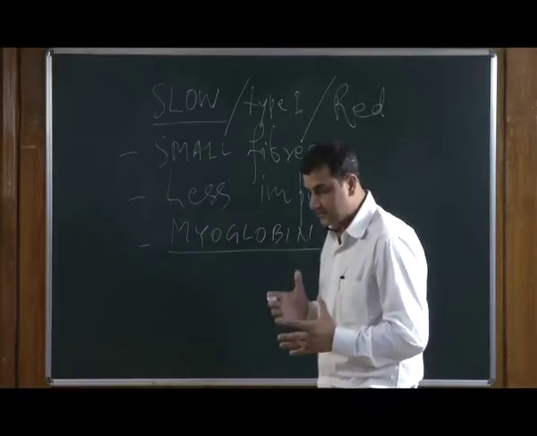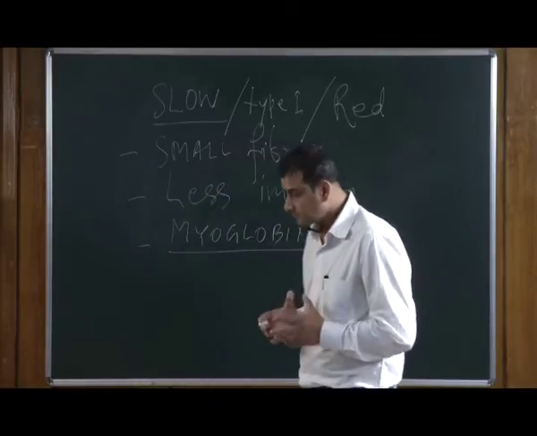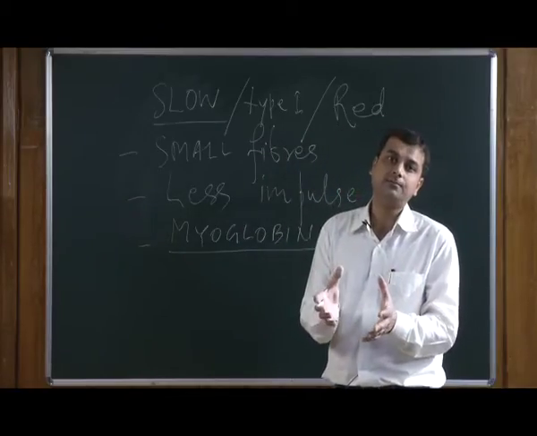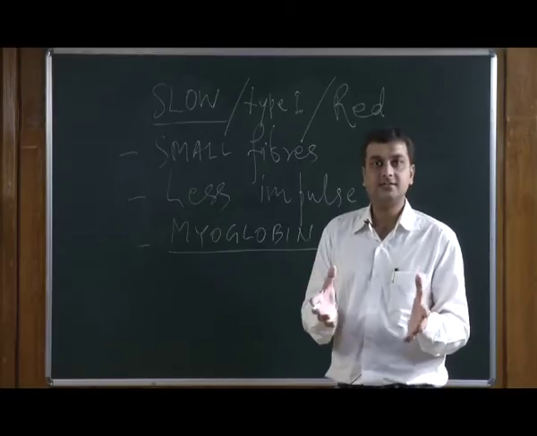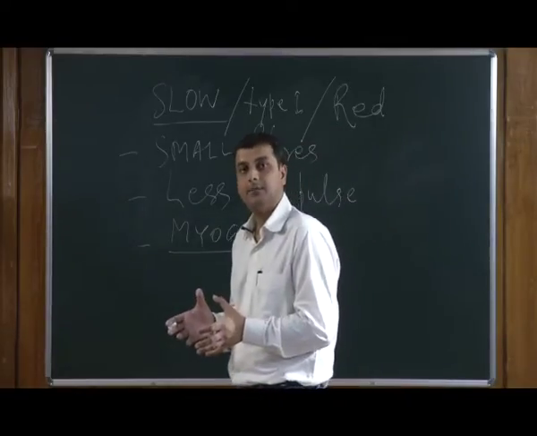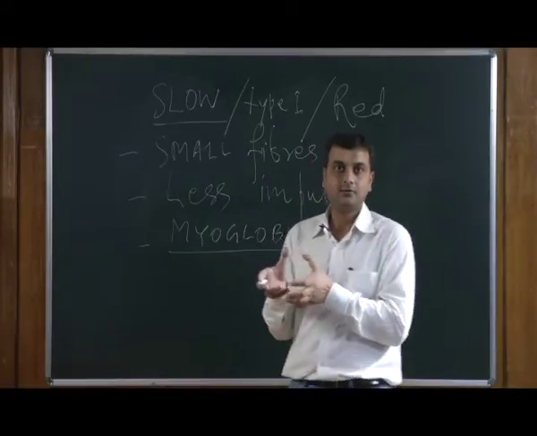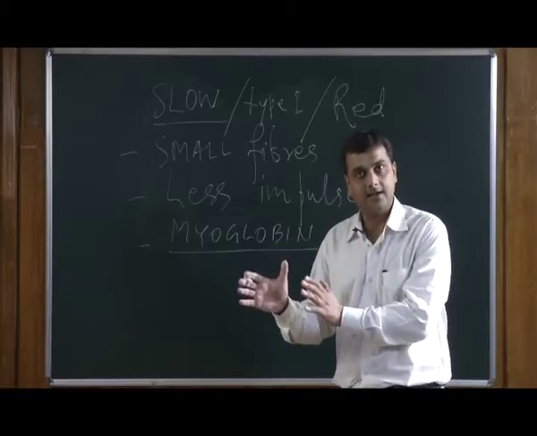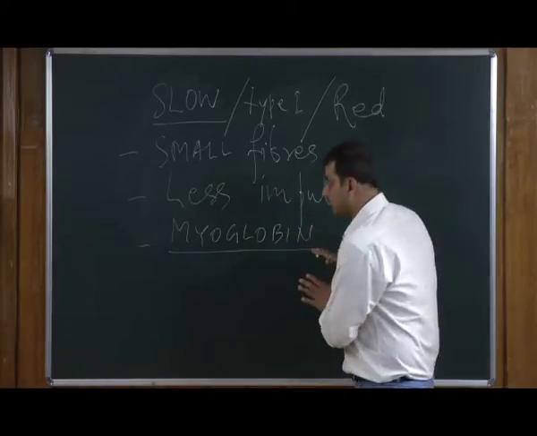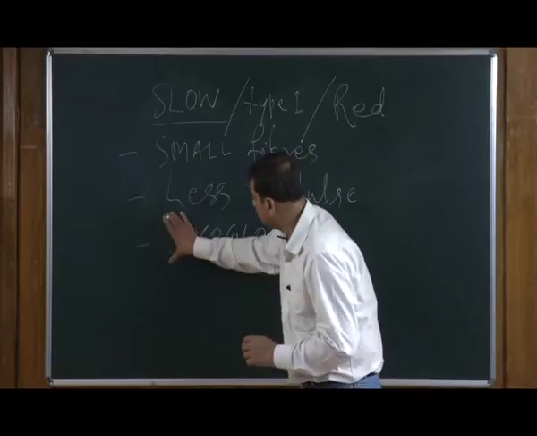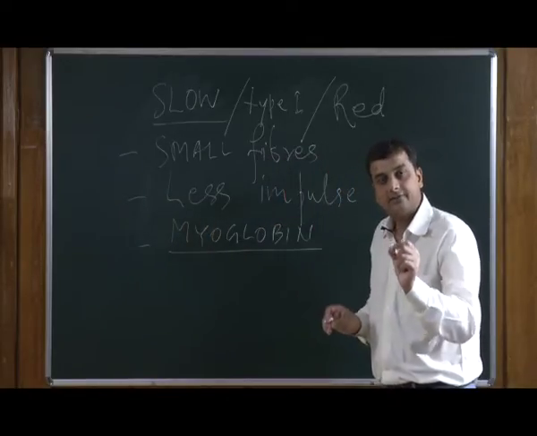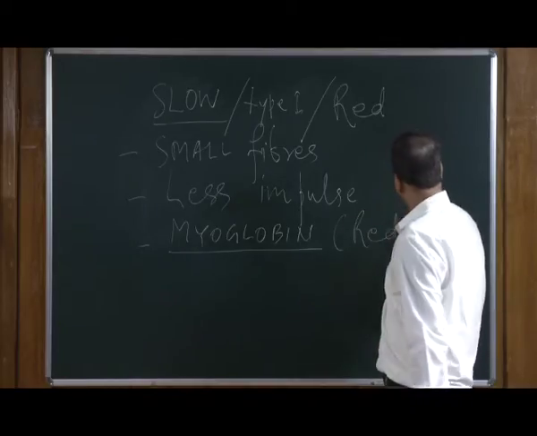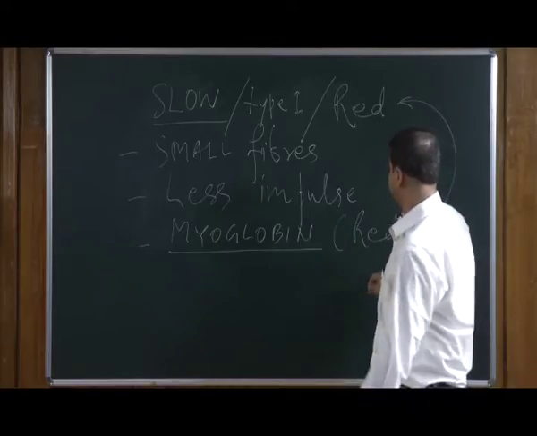What we have discussed in the respiratory system is that we have a very specific kind of molecule called hemoglobin, which is nothing but the iron-containing pigment in the blood that carries oxygen. So, the oxygen-carrying capacity depends upon the hemoglobin in blood. Similarly, in the case of muscle, the oxygen-carrying capacity is governed by this myoglobin. Since these are red in color, that is why these fibers are also called red fibers.